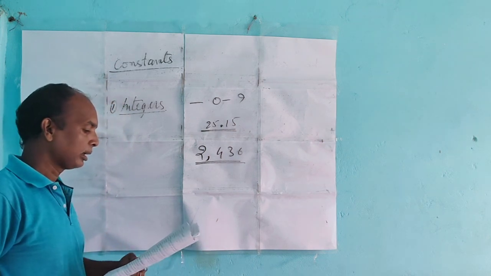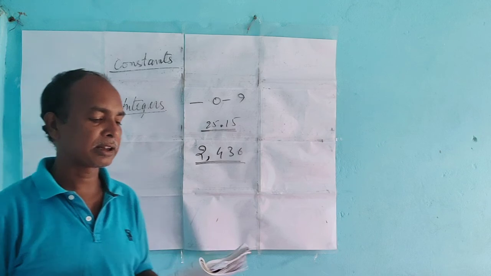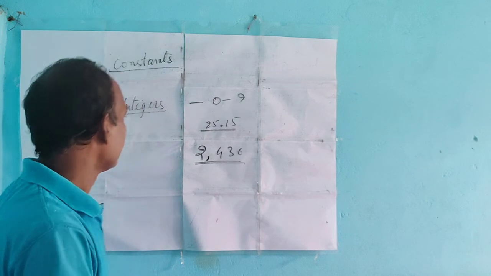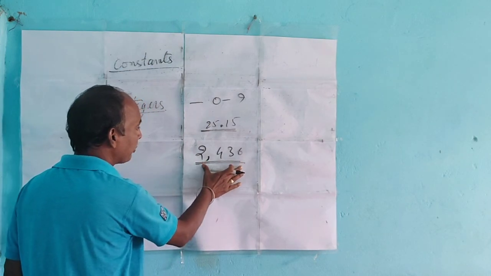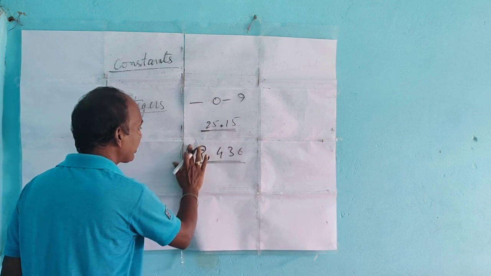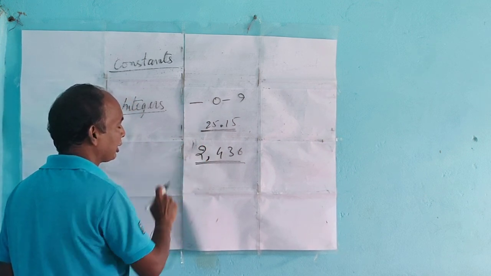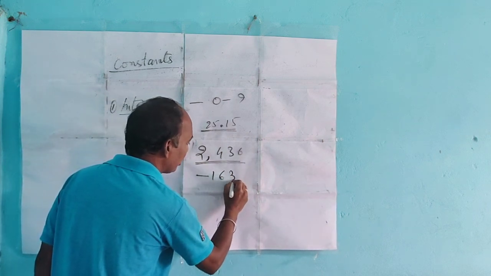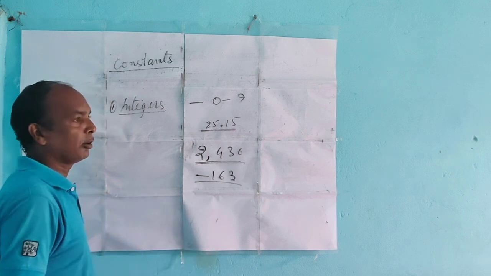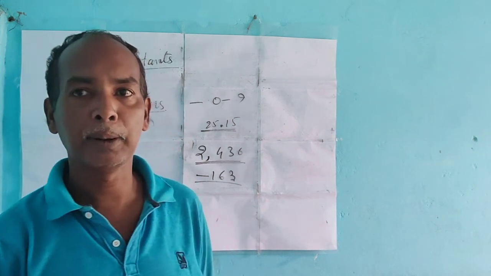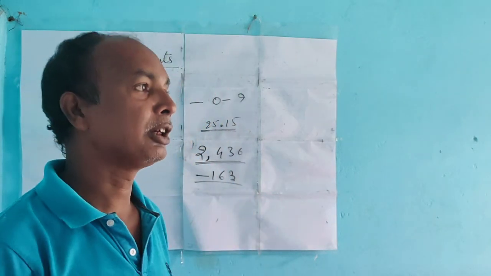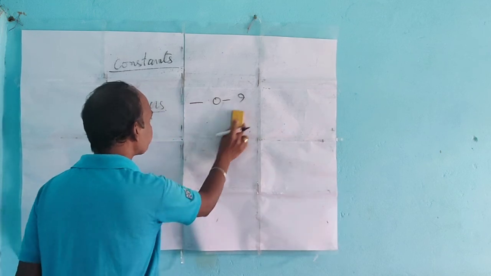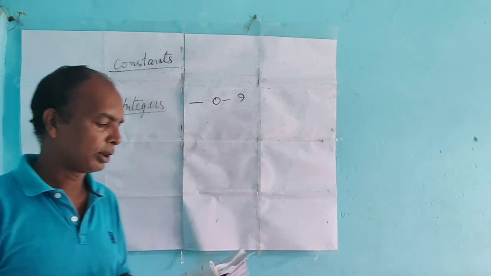Next, it can be preceded by a plus or minus sign if needed. If there is no sign, it is assumed to have a plus sign. Now it is a positive number, and there is no need to give a plus sign here. If you don't give any sign, it is treated as positive. If you want a negative number, write minus 163. So you can use both positive and negative numbers. A decimal point cannot be used in integer constants, and a comma cannot be used in integer constants. These are the rules for integer constants.